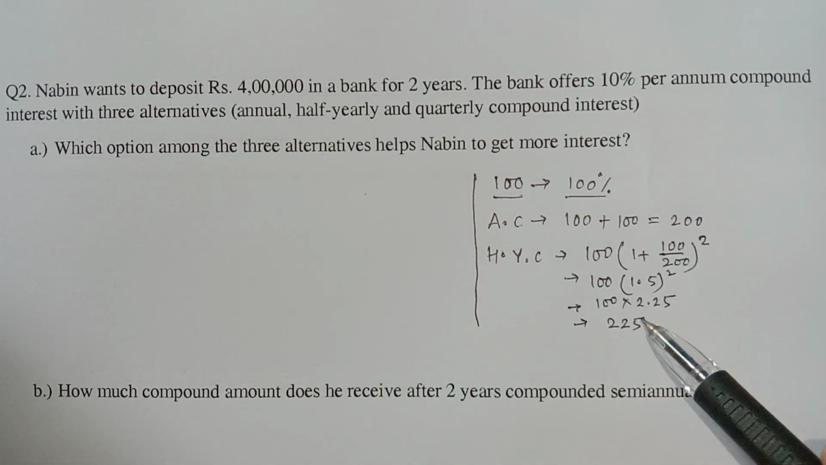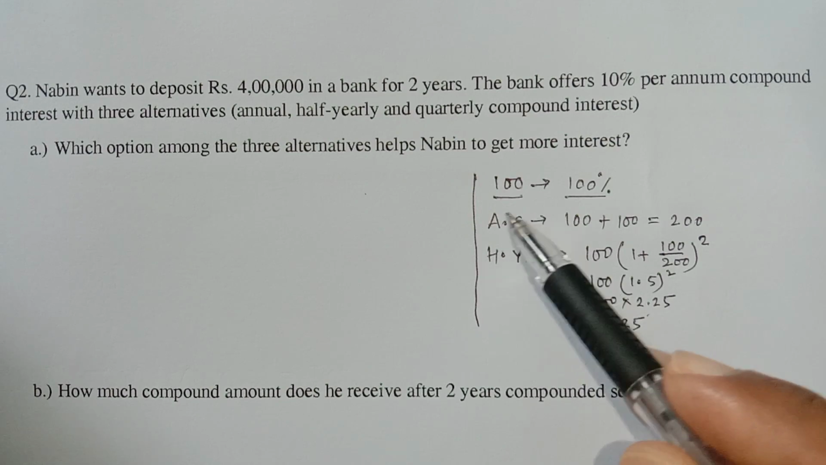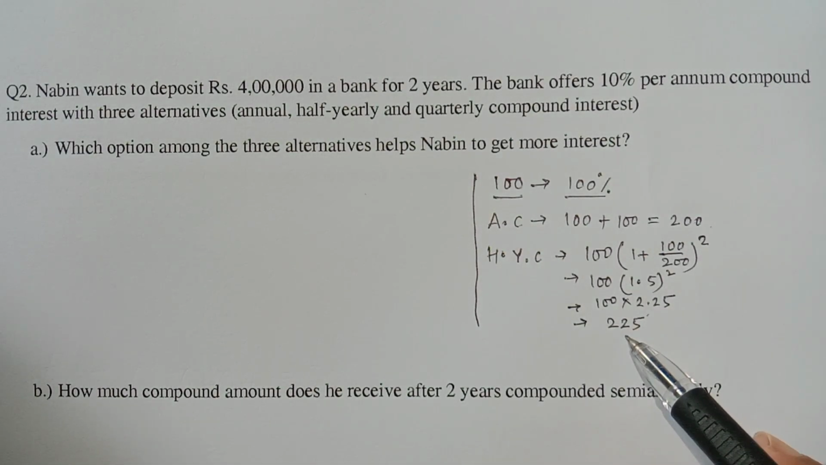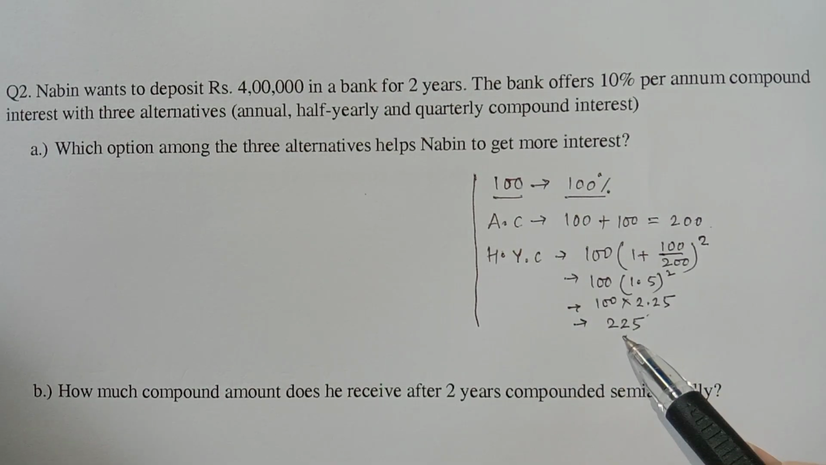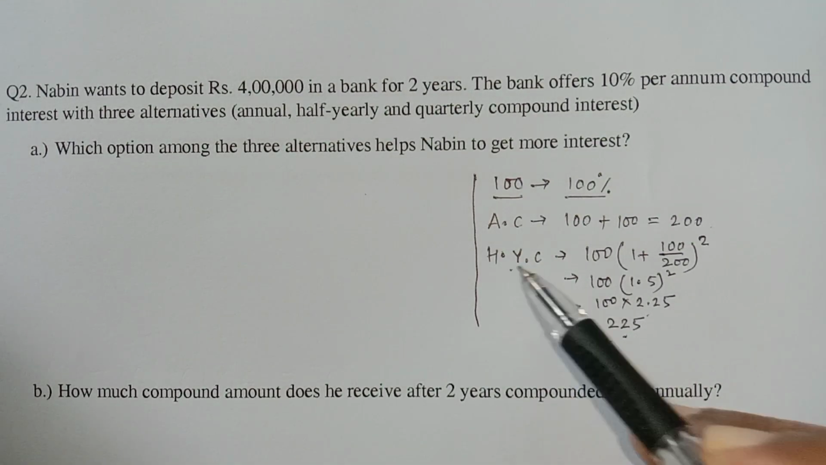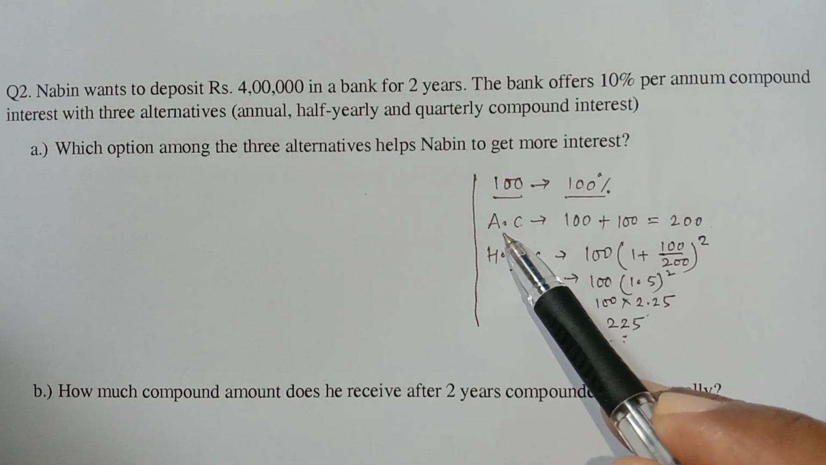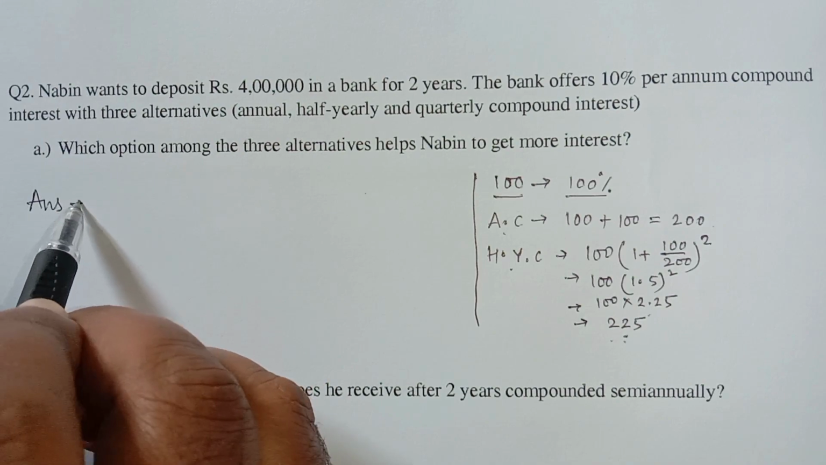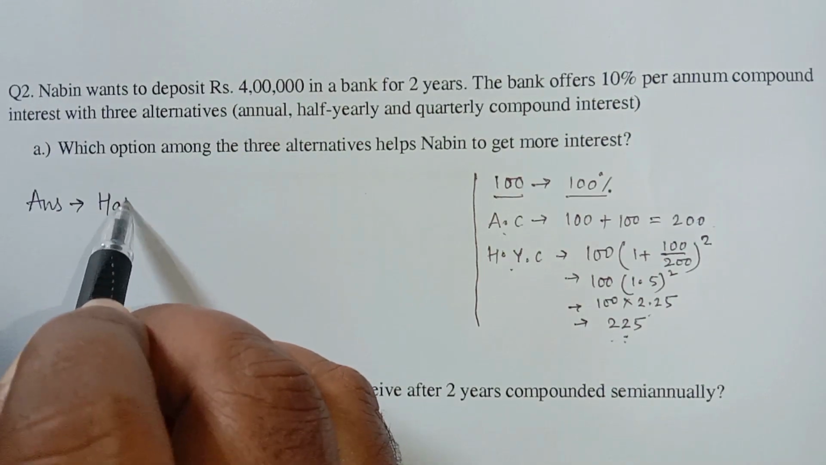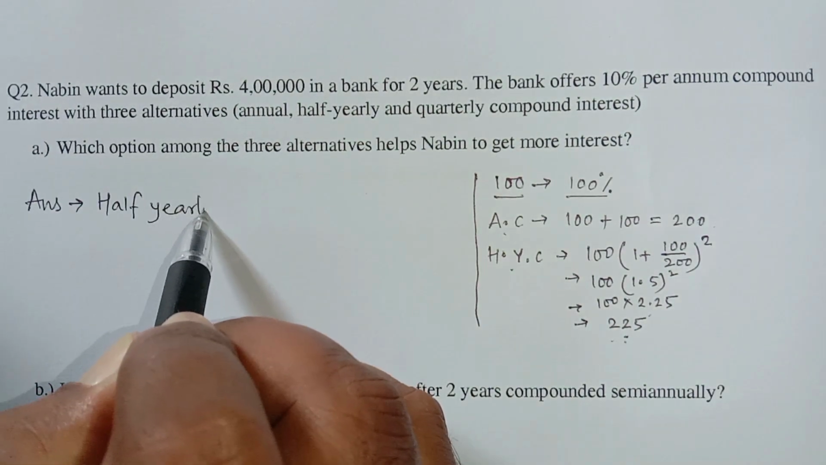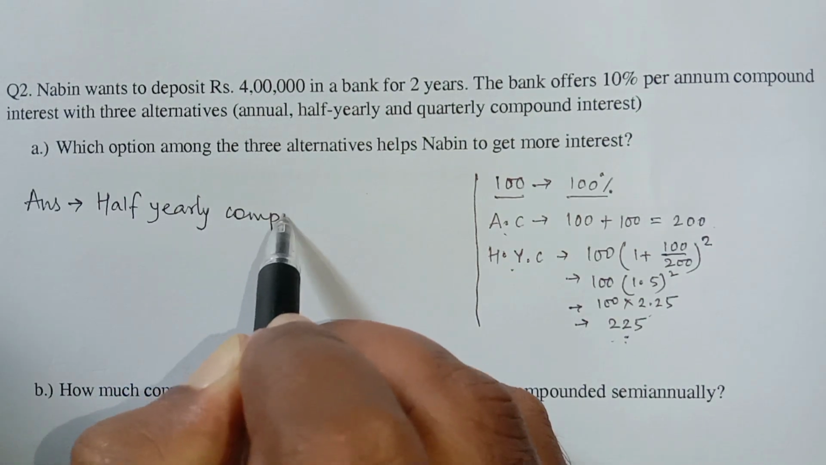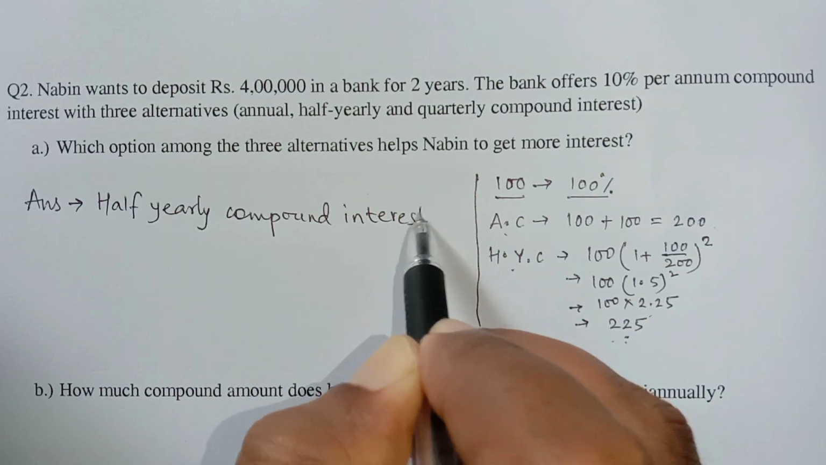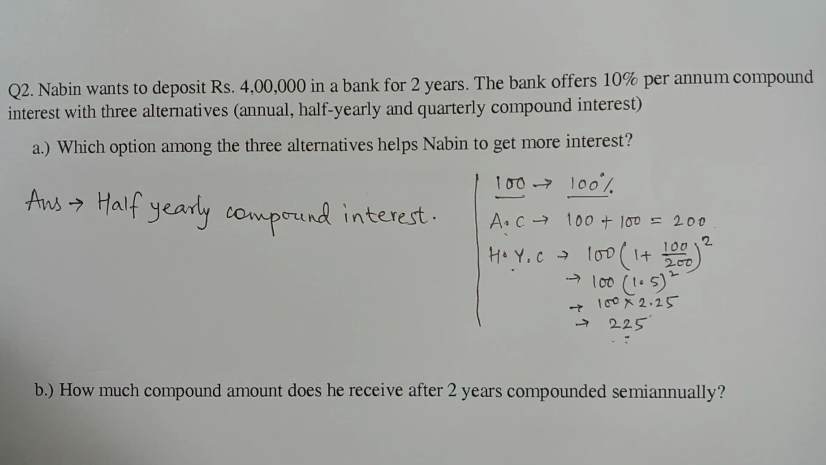So here in comparison we see that annual compound interest is less than half yearly compound interest. Similarly, the quarterly compound interest will be greater than half yearly compound interest as well as annual compound interest. So our answer will be quarterly compound interest. Okay, I hope you understood this question and the solution.